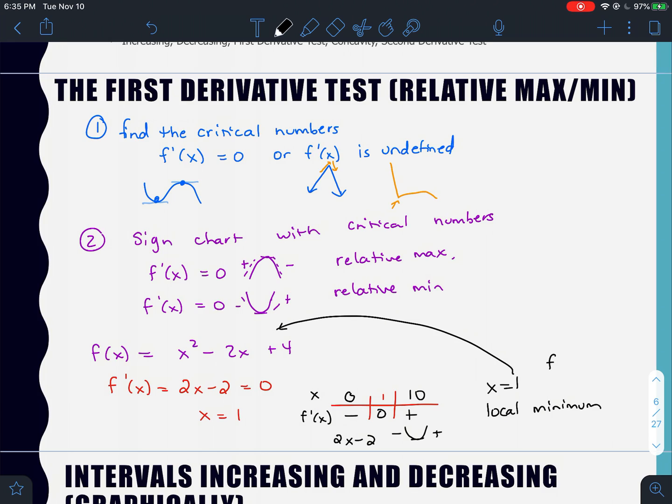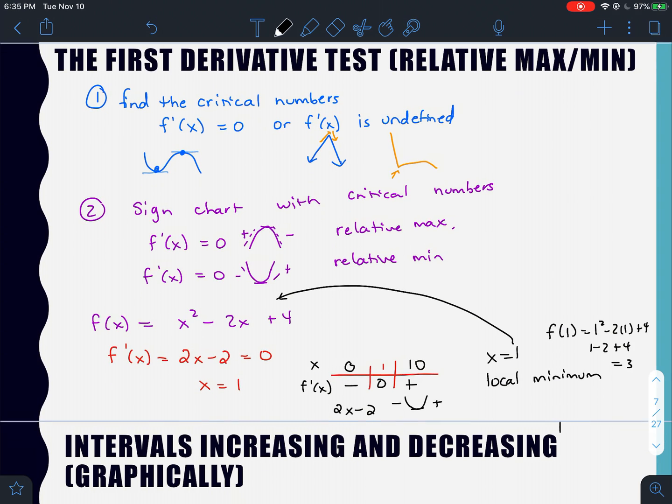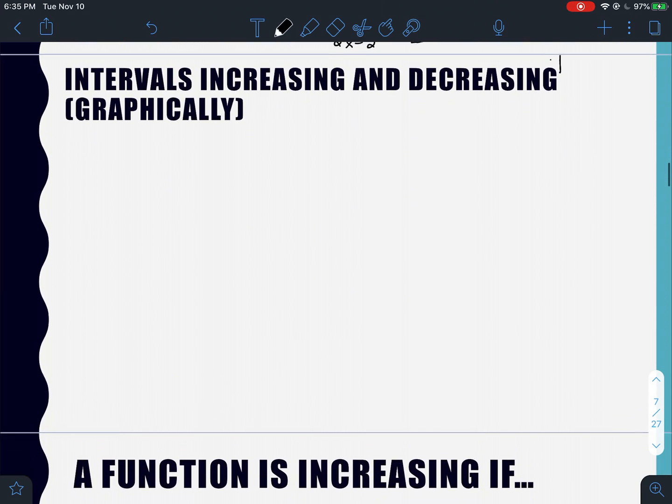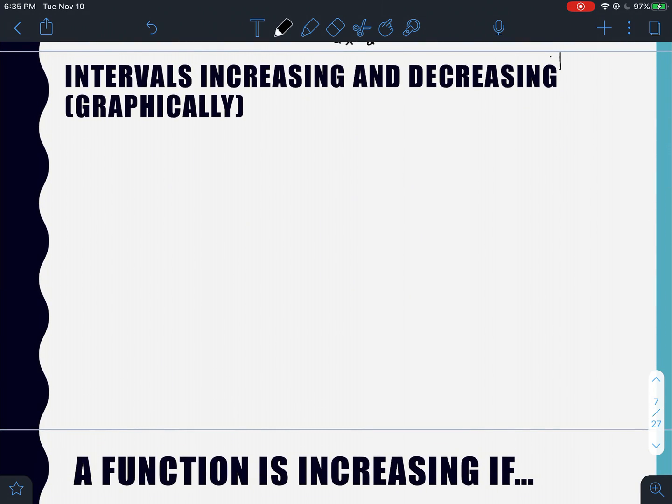And if you want to find the actual height of the local minimum, you take the x value and you plug it back into the original. So f at 1 is going to equal 1 squared minus 2 times 1 plus 4. So this would be 1 minus 2 plus 4, which is 3. So at the point (1, 3), the original function, x squared minus 2x plus 4, has a local minimum.